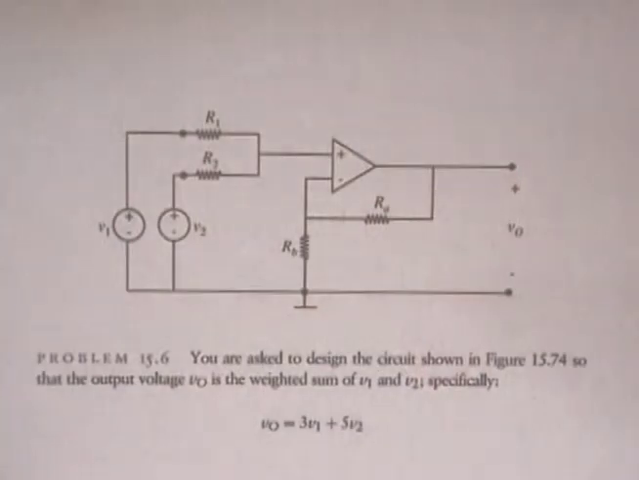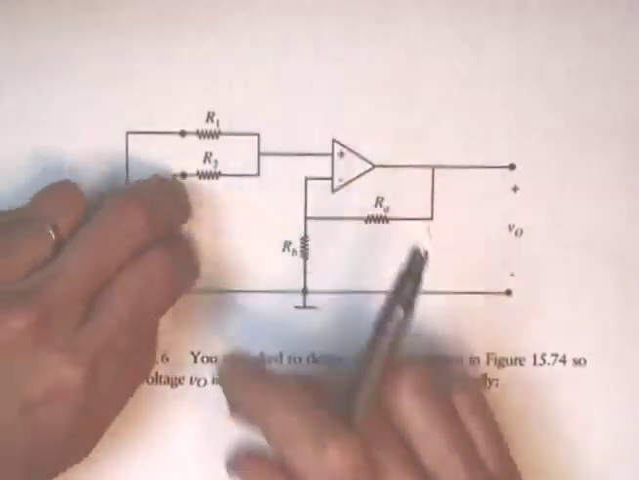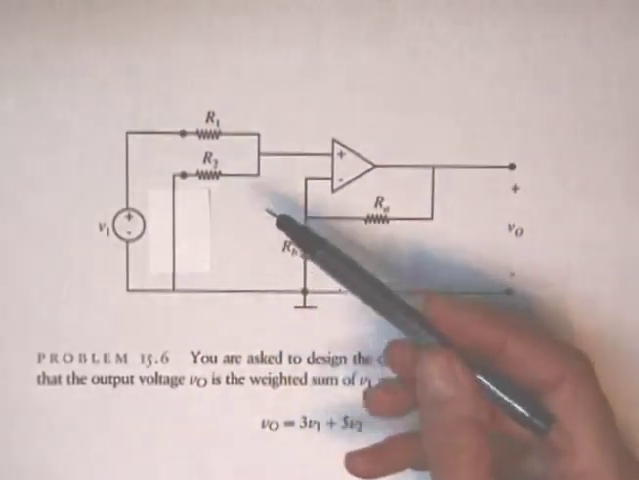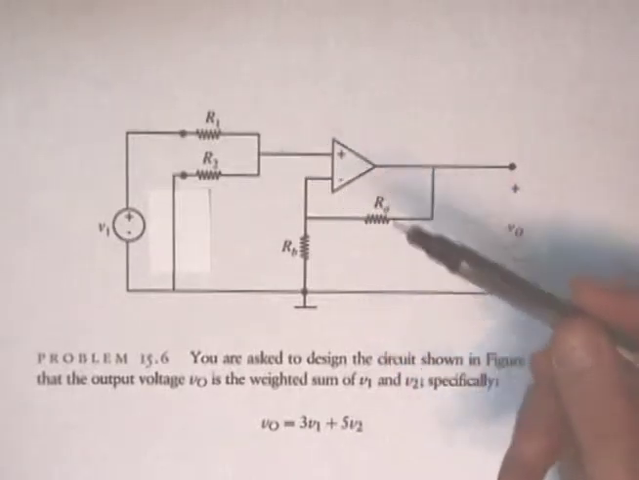We'll start by solving the first part of problem 15.6 in the textbook, which will introduce the concepts we'll be using later. This problem wants you to generate the weighted sum of two inputs according to this equation. We'll use superposition to deal with each input separately. Notice that when we short out V2, V1 sees a voltage divider consisting of R1 and R2. And the output presented here is V1 times R2 over R1 plus R2.